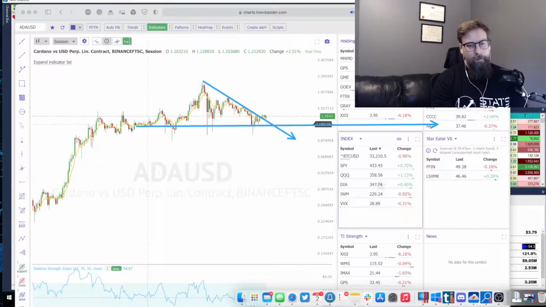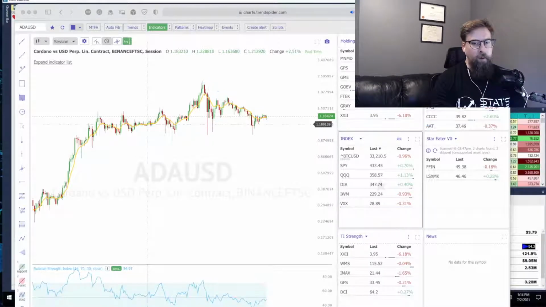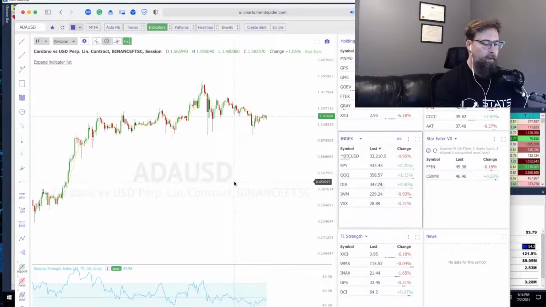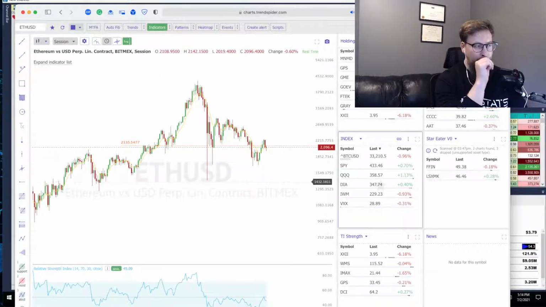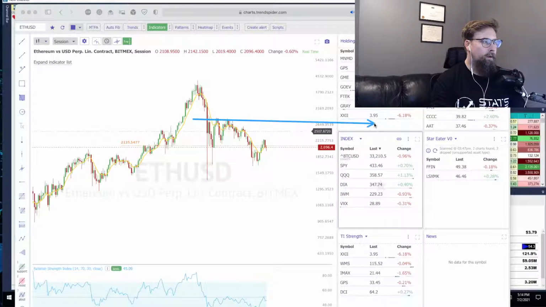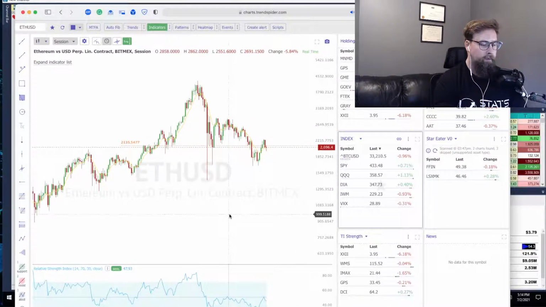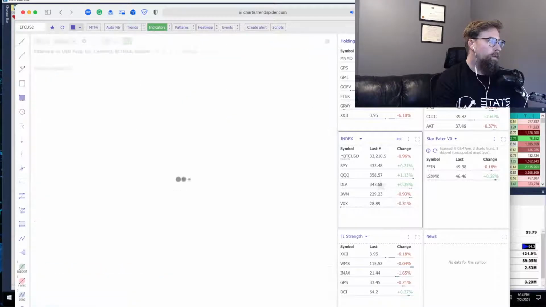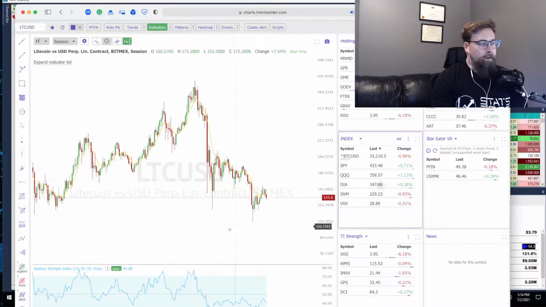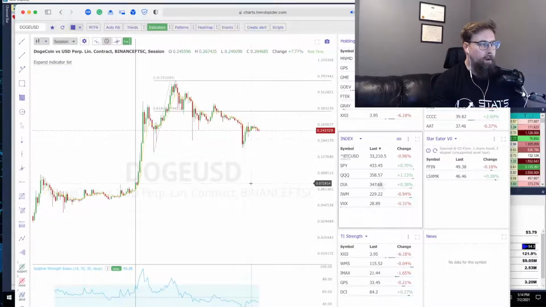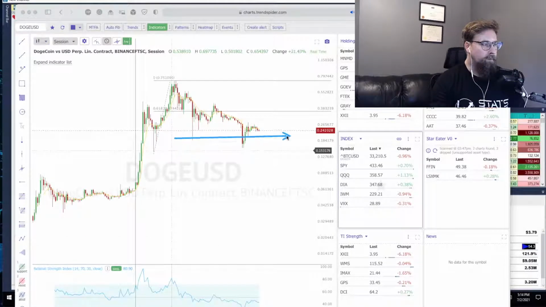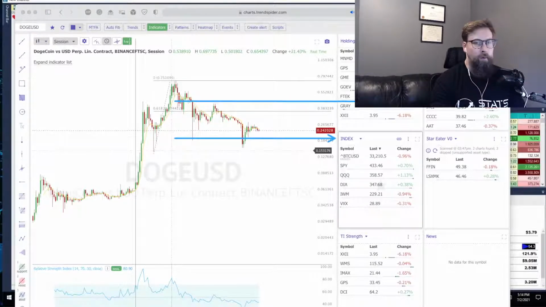But ADA, right, if I was going to participate in the crypto space, it would be ADA, because if we look at even Ethereum, US dollars, right, in a range. We look at Litecoin, US dollars, and it's in a range and weaker than most. Doge, right, in a range. They're all kind of above their crash lows, but below their recent support.